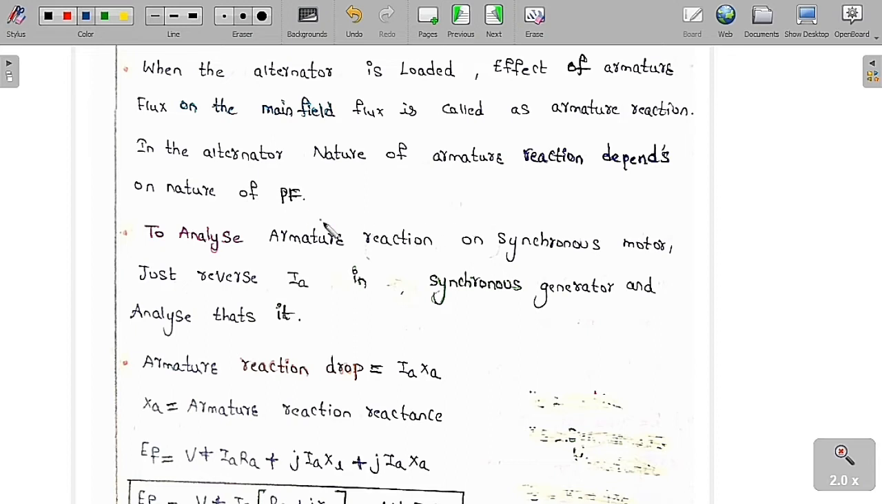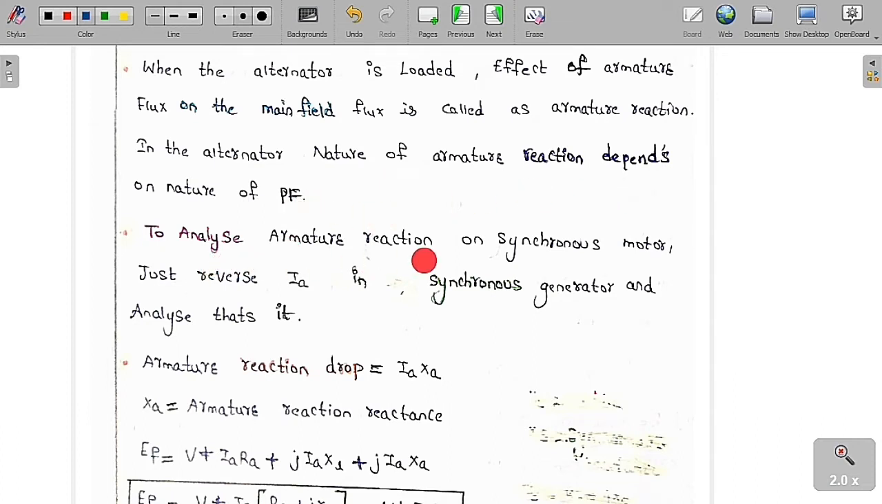Based on the load power factor, we can say what the nature of the armature reaction is. It can be magnetizing, demagnetizing, cross-magnetizing, or a summation of these. Therefore, whenever the alternator is loaded, the effect of armature flux on the main field flux is called the armature reaction. In the alternator, the nature of the armature reaction depends upon the nature of the load power factor.